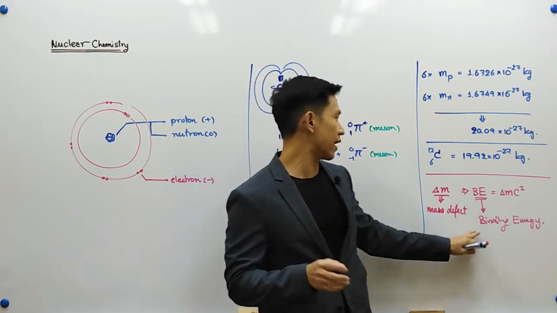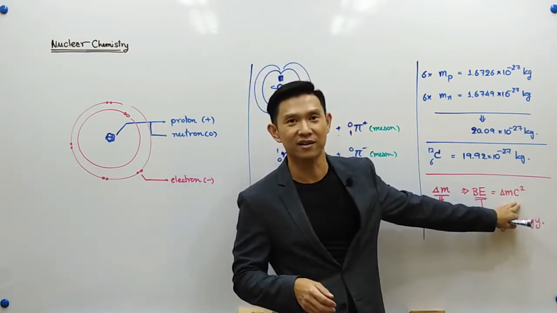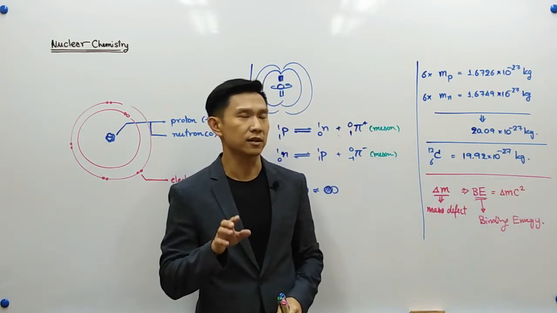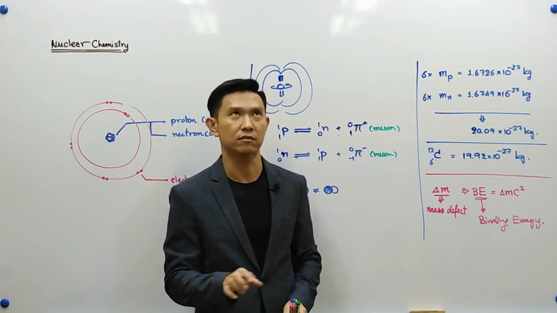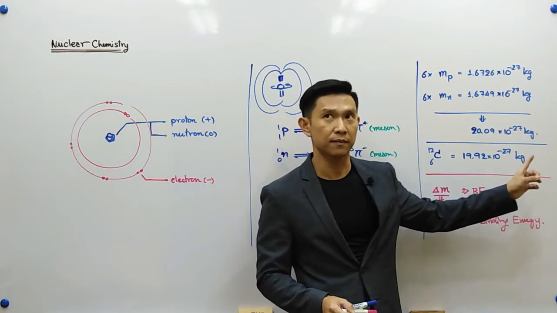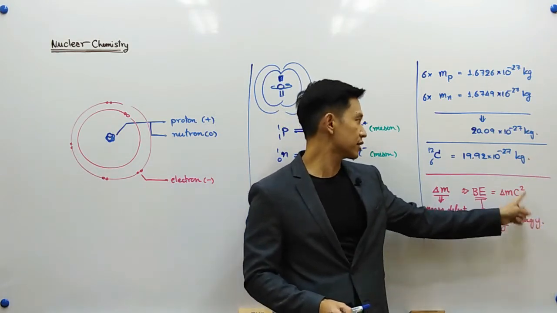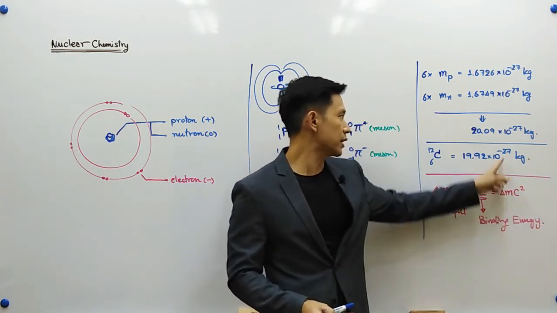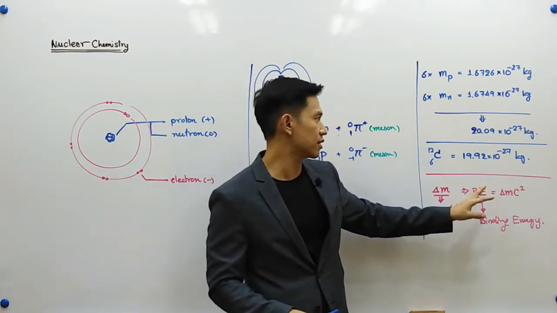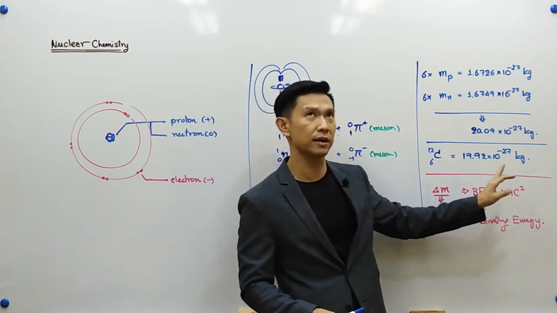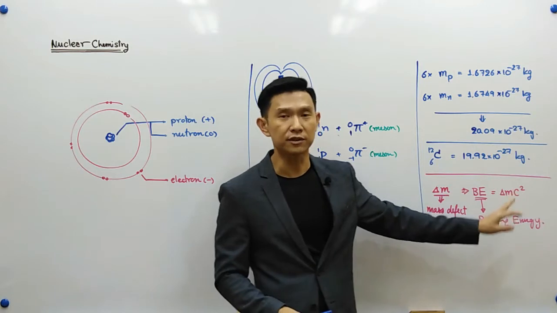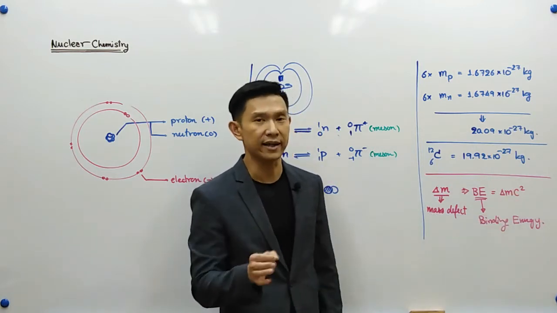If you don't believe that, you just multiply with c squared, right? The speed of light is 3 times 10 to the 8. So c squared is about 10 to 16. And then you multiply with 10 to minus 27. So that drops down to about 10 to minus 11 joules. That's for just one atom, right?